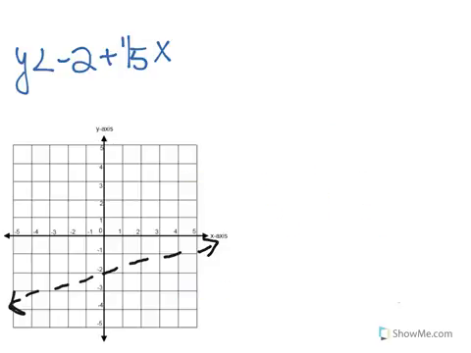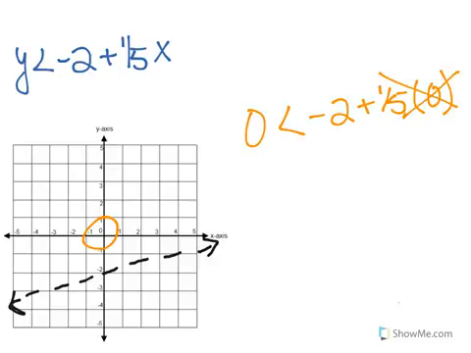To figure this out, we're going to choose a point on one side of the line and see whether or not it makes the inequality true. So what I always like to do is use the origin. 0, 0 is really easy to plug in and it doesn't fall on our line, so we should be good. So plugging in 0 for x and y, we get that 0 is less than -2 plus 1/5 times 0, which of course cancels out. So we have that 0 is less than -2. Now, is this true or not? Obviously, 0 is greater than -2, so it's not true.